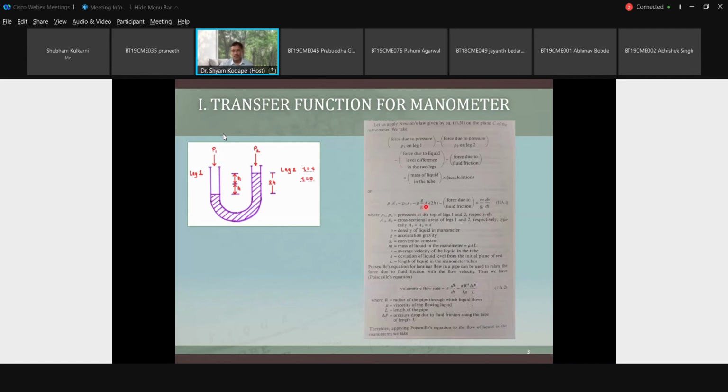Here g is the acceleration due to gravity, and gc is the conversion constant. These are what we call the corrections or conversions. So it is mgh: mass into gravity into h, where h is the height to which it is raised. mgh is nothing but potential energy. So it is rho into g into A into 2h. It is mg, mass into gravity.